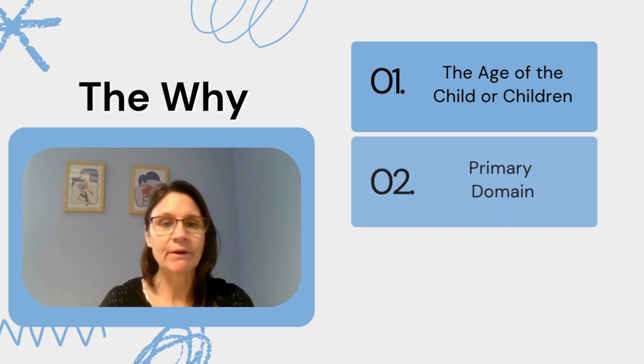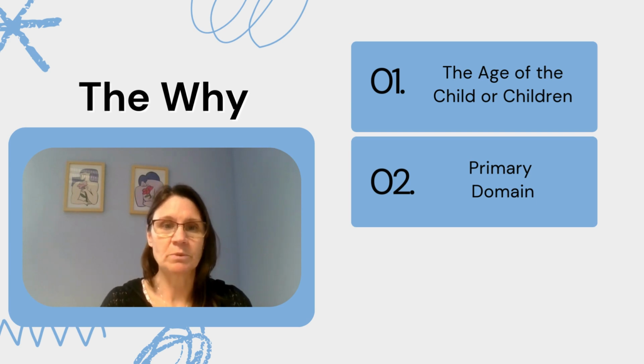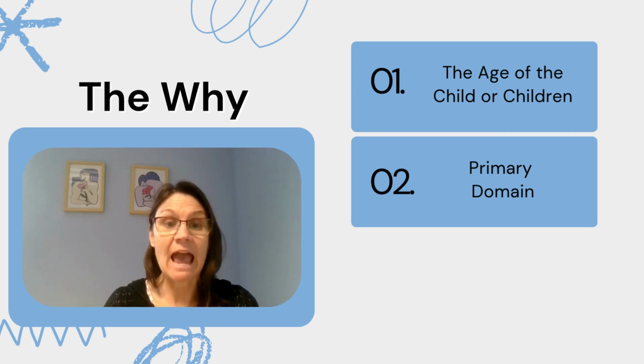And then the primary domain, so all children are developing within different domains. They're developing their visual, they are developing auditory, they're developing physical, they're developing language. What domain is going to be the primary focus for this activity plan? Activity plans can also include what activities are going to support every domain. So you can have a list of the domains, and then you're going to have the things that can hit along that. So you'll see that when we go through the examples.